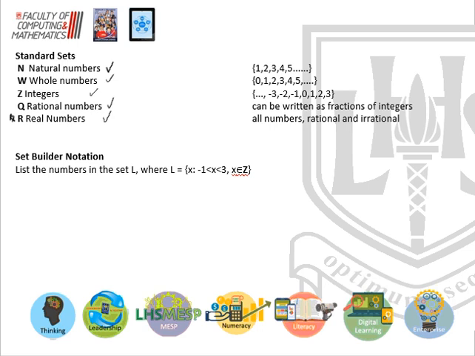Okay, so just one example of set builder notation. If we are listing the numbers in the set L, where L is all the x's, where x is between -1 and 3, not inclusive, and they're in the integers. Okay, I want to take L and write it as a set. I want all the x's, all the numbers between -1 and 3 that are in the integers and don't include -1 and 3. Okay, so that would simply be, L would be the set 0, 1, and 2. Those are the integers between -1 and 3, non-inclusive.